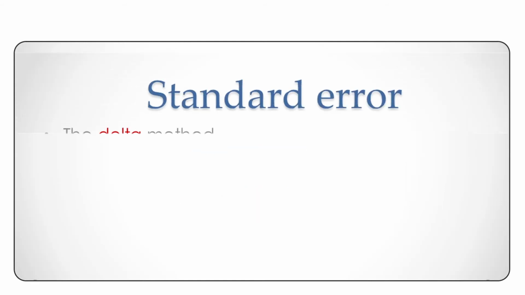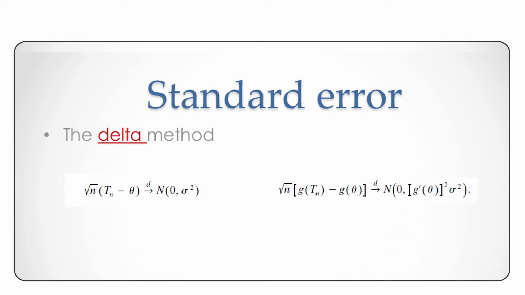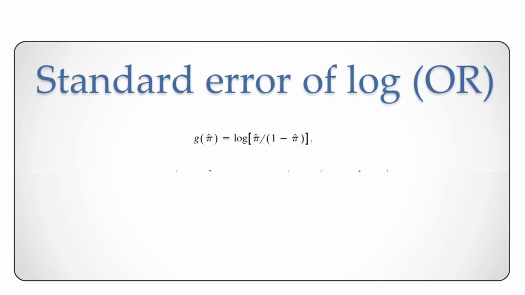The standard error of the odds ratio can be obtained using the delta method. Now as you know, the delta method states that if we have a statistic Tn such that square root of n (Tn minus theta) tends in distribution to normal (0, sigma square), then for a reasonably well-behaved function g, square root of n (g(Tn) minus g(theta)) will tend in distribution to normal (0, (g dash theta) whole square into sigma square). Using this delta method, we can calculate the standard error of the odds ratio.